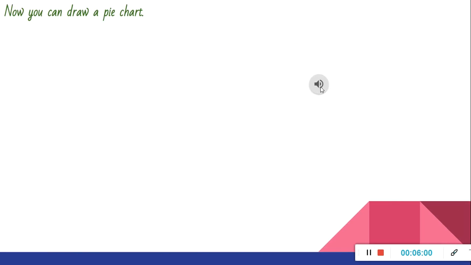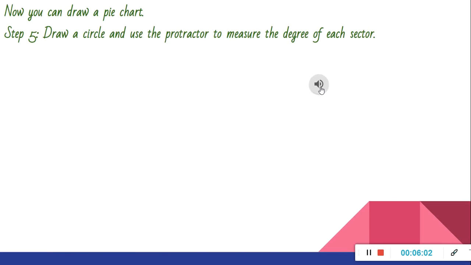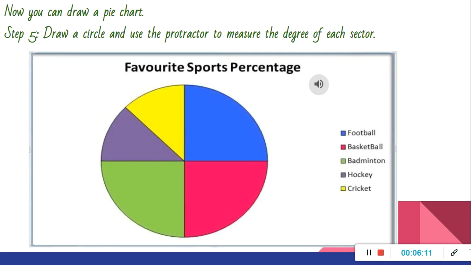Now let's see the pie chart. Draw a circle and use the protractor to measure the degree of each sector. Okay. First draw 360 degrees, means a circle, with the help of a protractor. And here you can see that football, basketball and badminton, all three are 90 degrees each. So blue, red and green colors show football, basketball and badminton. That is 90 degrees each. Then hockey and cricket, violet and yellow colors, that is 45 degrees each.